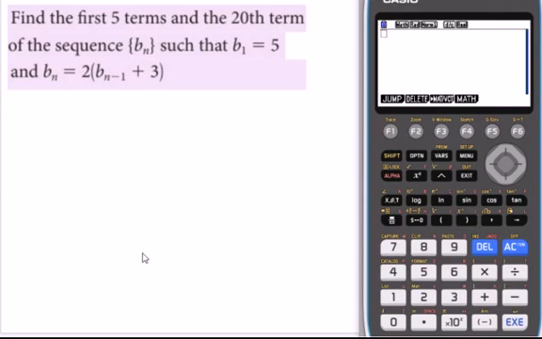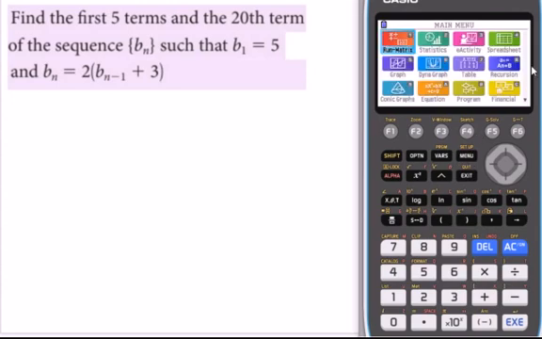So find the first 5 terms and the 20th term of the sequence Bn such that B1 is 5, so the first term is 5, and Bn, the nth term or the current term, is 2 times the last term plus 3. So to get from one term to the next, you add on 3 and then you double the result. So what I'm going to do is go to the recursion mode.